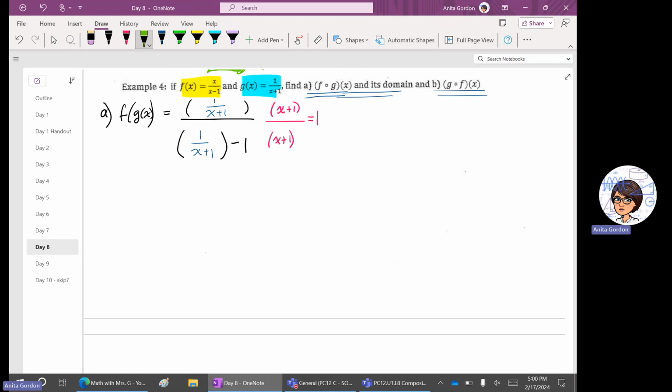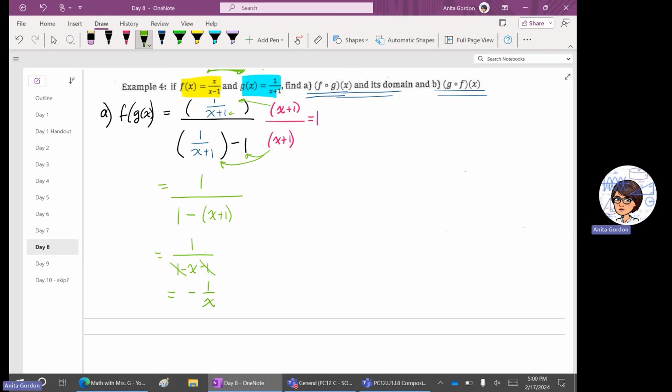Now, if I multiply the numerator by x plus 1, I'll get an x plus 1 on the top and an x plus 1 on the bottom. So that gives me 1 in the numerator. In the denominator, I have to multiply the bracket term and this term. The bracket term is going to give me a 1 minus x plus 1. I'm going to simplify it further. This is 1 minus x minus 1, right? The positive 1, negative 1 cancels out. So this is just negative 1 over x.